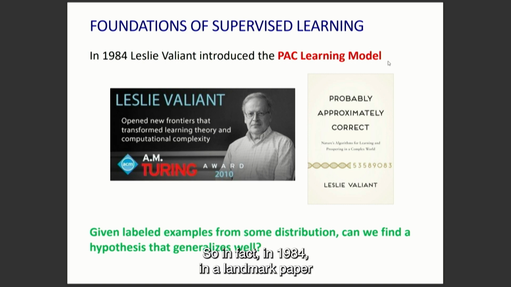So in fact, in 1984, in a landmark paper, Leslie Valiant introduced what's called the PAC learning model. PAC stands for probably approximately correct. In fact, in 2010, he won the Turing Award in large part for laying the foundations of computational learning theory. Now, I'm not going to give you the full definition of PAC learning, but the rough idea is enough for this talk. The idea is that we're given labeled examples from some unknown distribution, and we'd like to find a hypothesis that fits our data well.